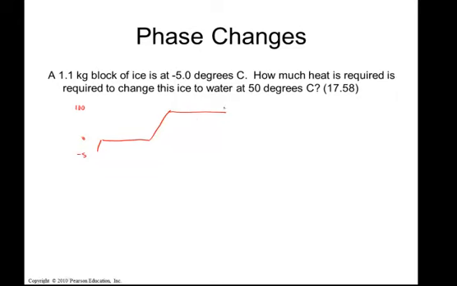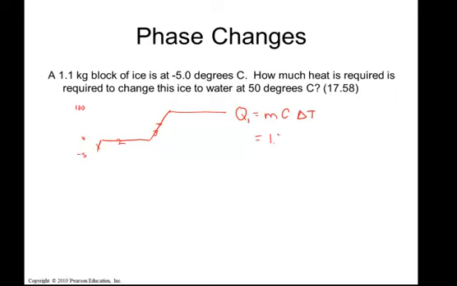where I'm changing phase. So in this case, I'm going to change it from -5 to 0, I'm going to have to change phase, and then I'm only going to 50. So I'm going to stop right here. That means I'm going to have 1, 2, 3 segments that I'm going to have to worry about. The first segment and the third segment are both the same, in that I'm going to be using my MC delta T.